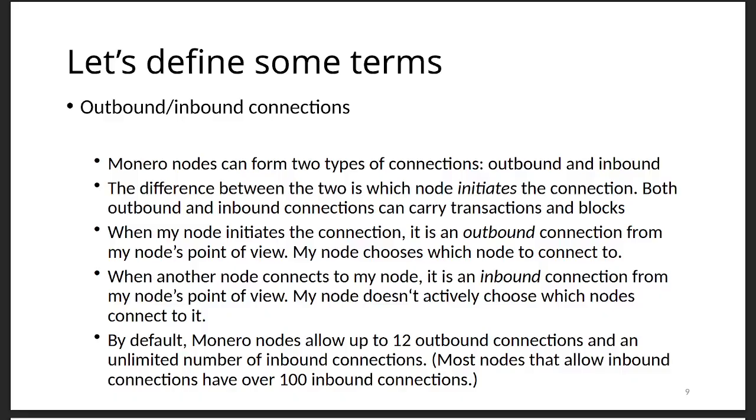When my node initiates the connection, it is an outbound connection from my node's point of view. My node chooses which node to connect to. When another node connects to my node, it is an inbound connection from my node's point of view. My node doesn't actively choose which nodes connect to it. By default, Monero nodes allow up to 12 outbound connections and an unlimited amount of inbound connections. Most nodes that allow inbound connections have over 100 inbound connections.